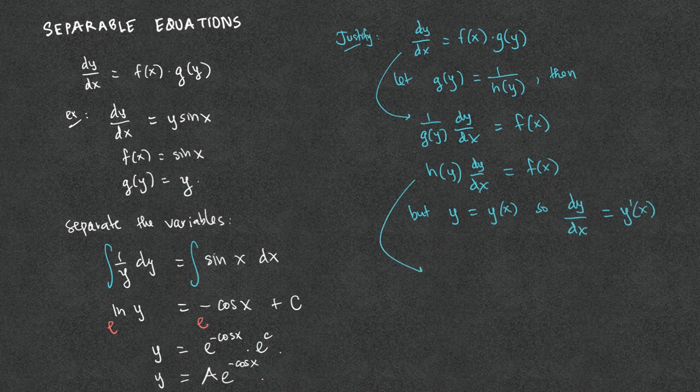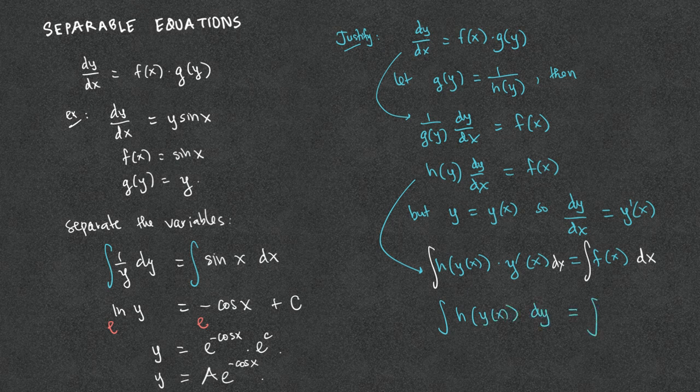Now we're going to rewrite the previous equation as h of y of x times y prime of x equals f of x. And then we integrate both sides of the equation with respect to x, which is what we're allowed to do. This can be rewritten as the integral of h of y dy equals the integral of f of x dx, because dy over dx is y prime of x, so y prime of x dx is dy.